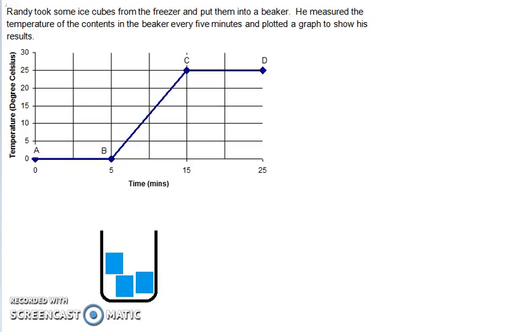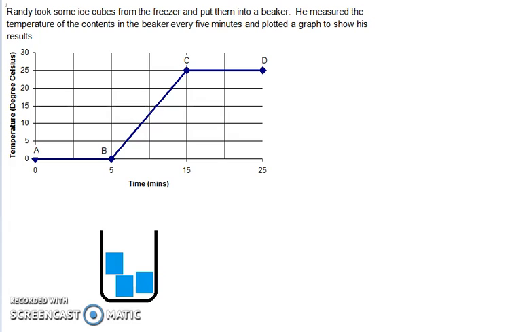Okay, let's look at this graph. Randy took some ice cubes from the freezer and put them into a beaker, just like this. Now he measured the temperature of the contents of the beaker every 5 minutes and plotted a graph to show his results. So we have ice, which is at about 0 degrees at A. So this picture here shows the graph at A, right?